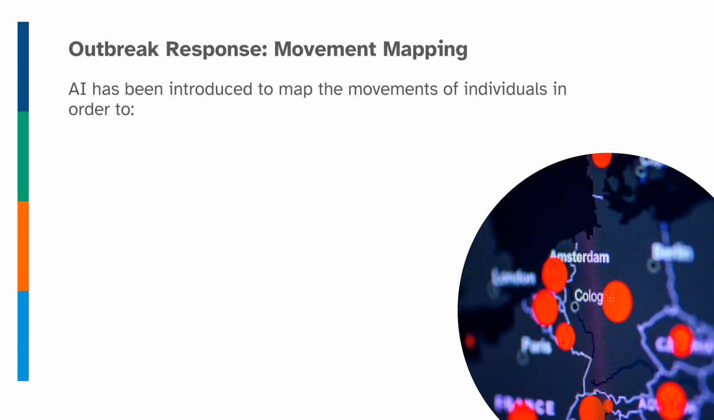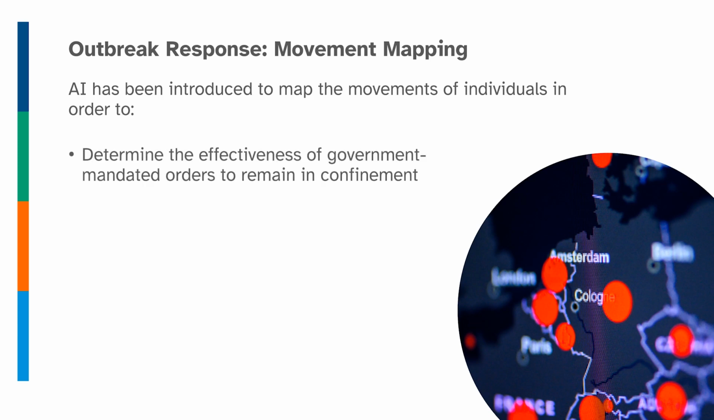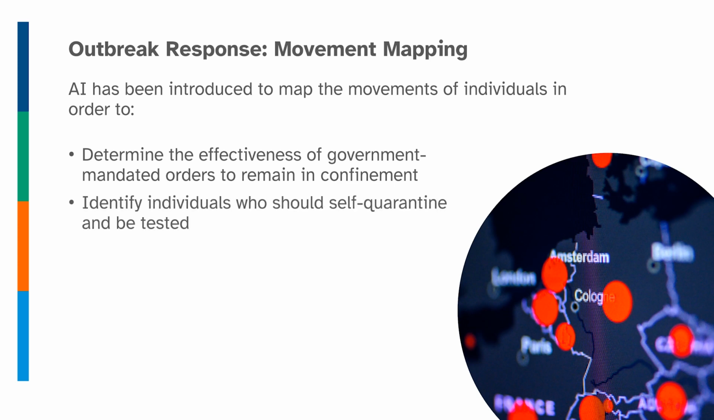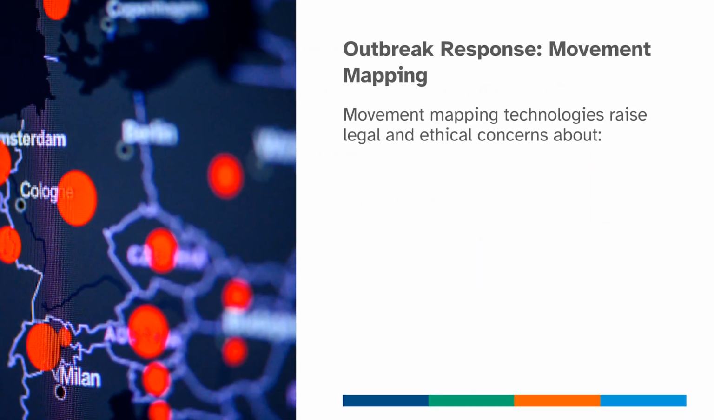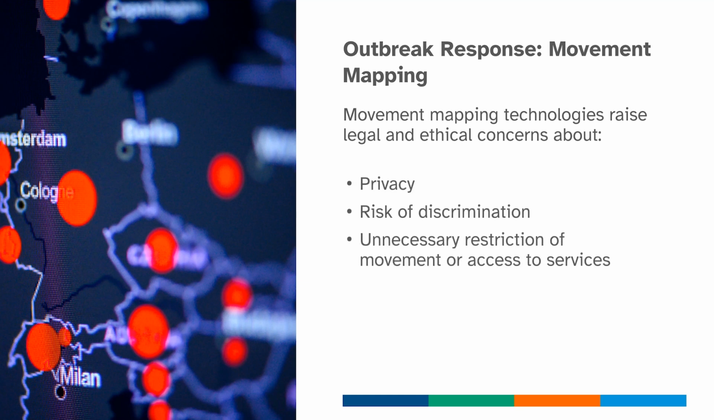AI has also been introduced to map the movements of individuals in order to determine the effectiveness of government-mandated orders to remain in confinement, and in some countries to identify individuals who should self-quarantine and be tested. Movement mapping technologies raise legal and ethical concerns about privacy, the risk of discrimination, and the possible unnecessary restriction of movement or access to services, which heavily impact the exercise of a range of human rights.